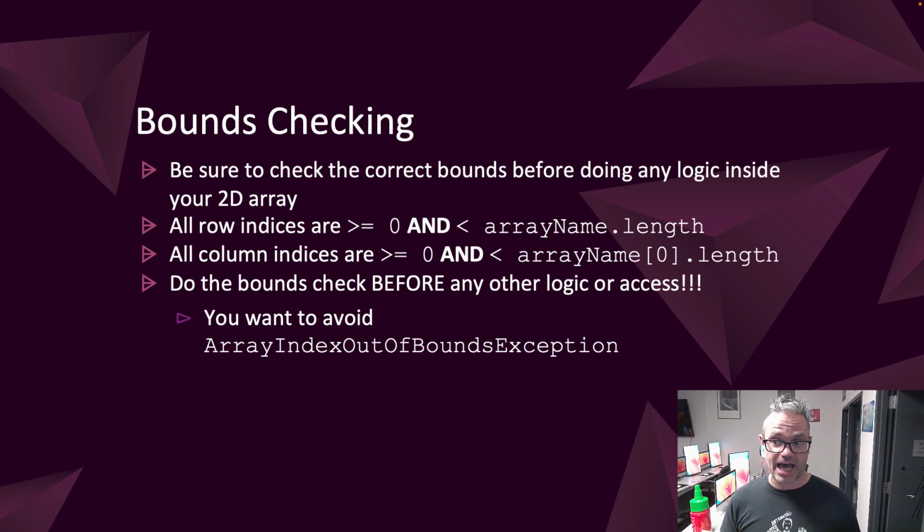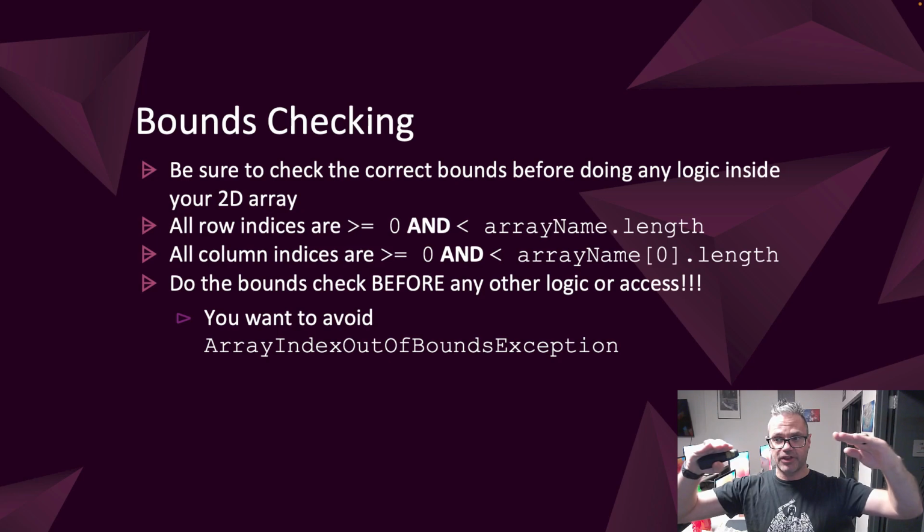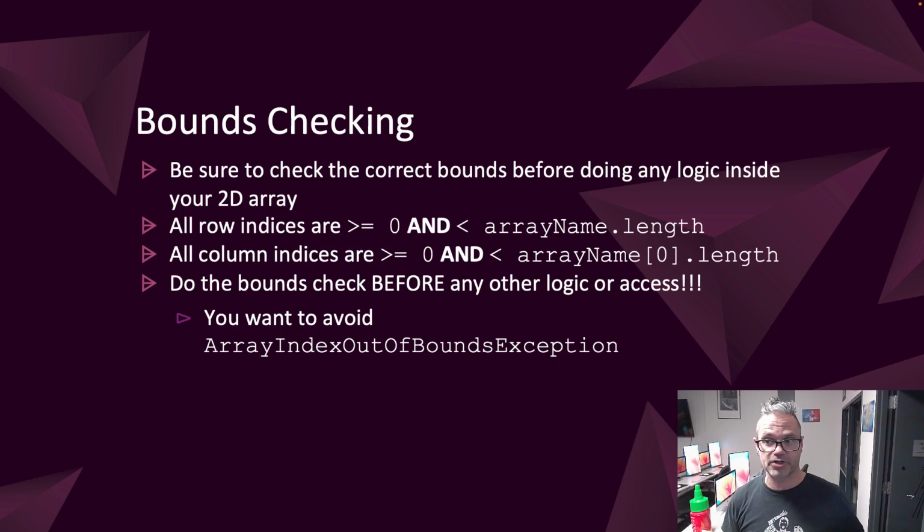So both those conditions have to be met because remember on an and, both conditions have to be true. You want to make sure you do your bounds check before any other logic or access to the 2D array. One of the things I recommend is doing your bounds check as its own separate if block, and then inside that nest your next if block, do your logical comparison tests. It's really helpful, and it makes sure you can avoid your array index out of bounds exceptions. Good times there.